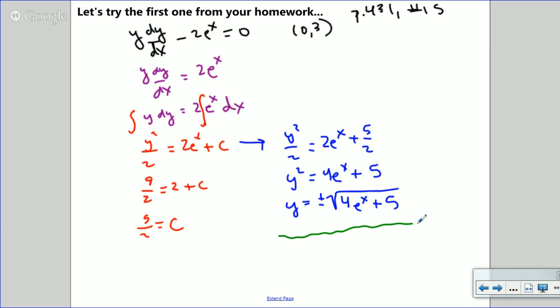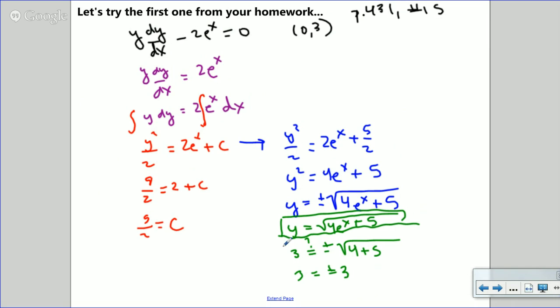So let's come over here. 3 is equal to plus or minus the square root of 4 times e to the 0, which is 1. So 4 times 1 is 4, plus 5. Looking good for us, right? Plus or minus square root of 9, which is 3. So we want which branch? We want the positive branch. So y equals square root of 4e to the x plus 5, and that's our final answer.